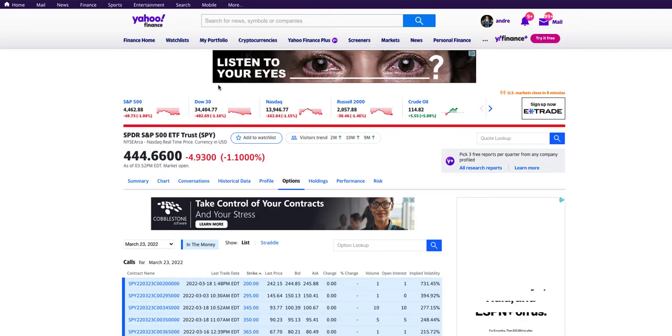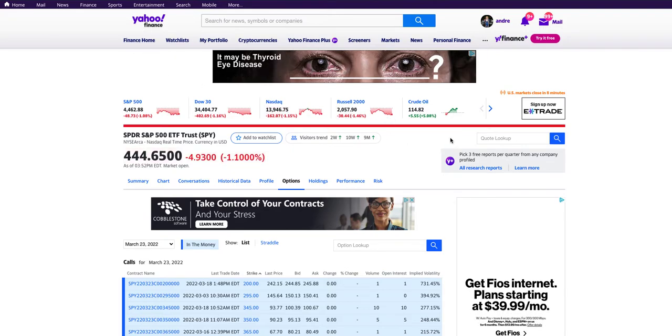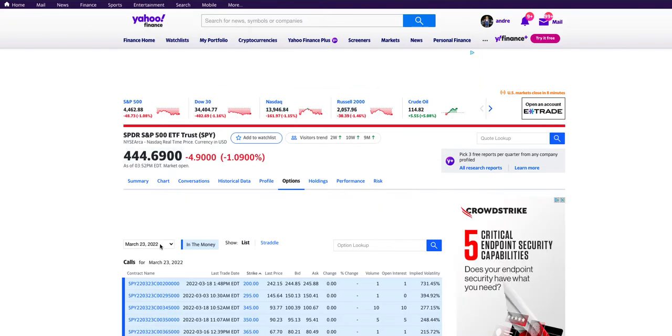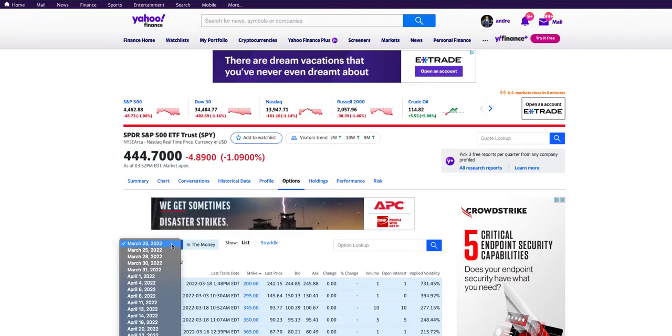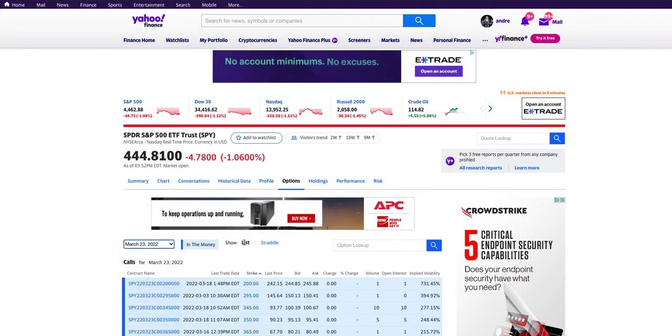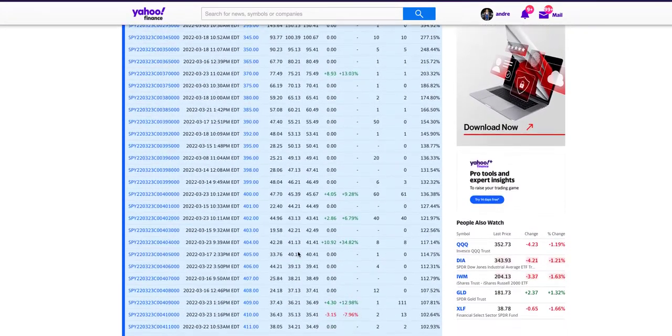Yahoo Finance. Under Yahoo Finance, you put in the chart that you want to see, and you click options right here. Simple as that. We'll give you the option for whatever day that you're looking at. You can go as much as a year, 2 years away, and look at that as well. You get a list, or a straddle list, whichever you like.